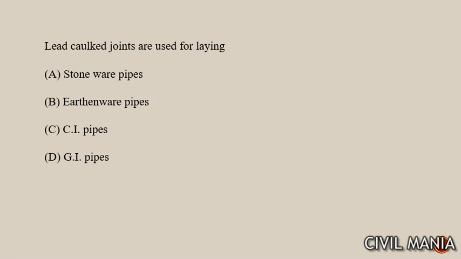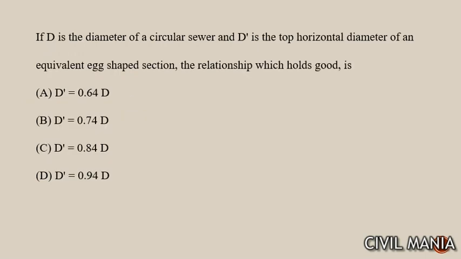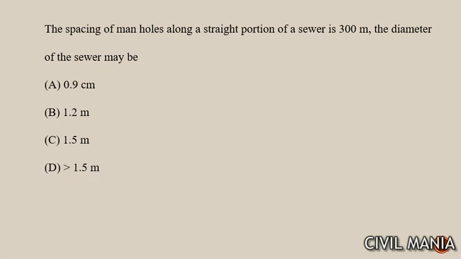Next question है lead caulked joints are used for laying the earthenware pipes, stoneware pipes, cast iron pipes and GI pipes. It will be used for laying which kind of pipe? Earthenware pipes. Next question है D is equal to 0.84 times of D. Next is spacing of manholes along a straight portion of a sewer, the diameter of the sewer should be always greater than 1.5 meter.